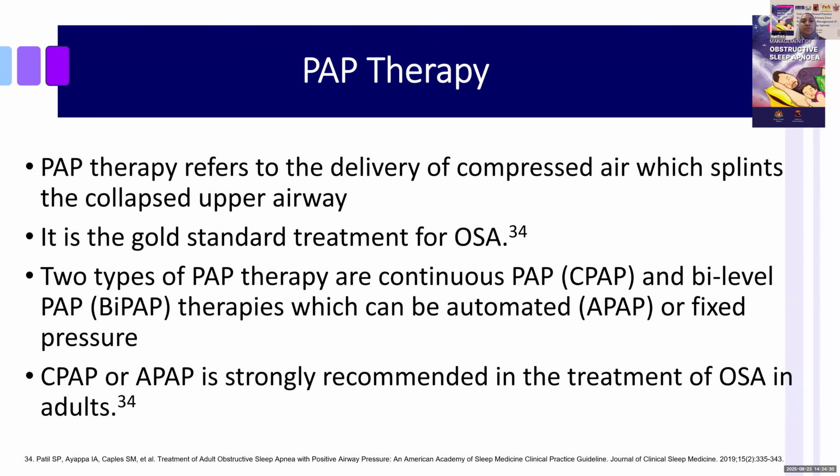PAP therapy refers to the delivery of compressed air which splints the collapsed upper airway. It is the gold standard treatment for OSA. There are 2 types of positive airway pressure therapy, which are CPAP and BiPAP, which can be automated or fixed pressure. CPAP or APAP is strongly recommended in the treatment of OSA in adults.